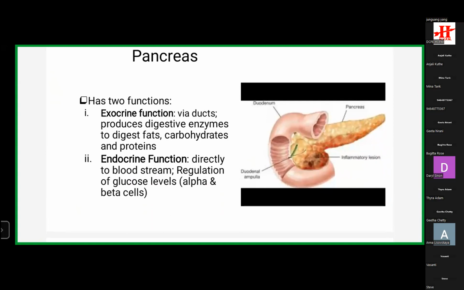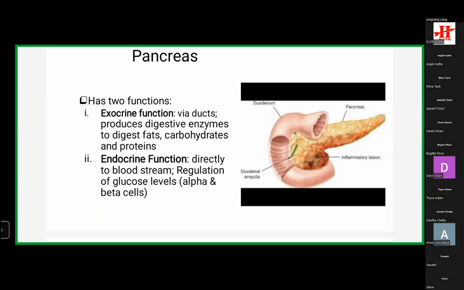Now coming to the next gland, that is the pancreas. Actually, the pancreas is an elongated tapered organ. It is a very interesting gland. It is a mixed type of gland having two functions, exocrine as well as endocrine. Exocrine means helping in digestion, and endocrine function means production of certain hormones. So this gland is known as a mixed type of gland as it performs both functions, exocrine and endocrine.